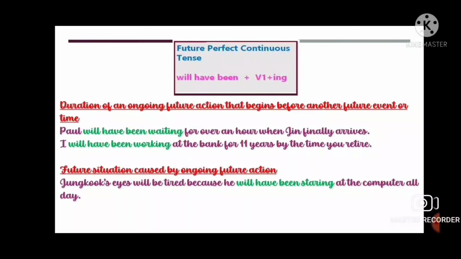So for example, even if we say the same thing to children, if you keep on doing this, your eyes will get tired. So your eyes will be tired because you will have been staring at the computer even tomorrow. Even though I say so, you are not going to change; you will be doing this continuously and you will get tired eyes. So you are saying something which is surely going to happen in the future. Jungkook's eyes will be tired because he will have been staring at the computer all day.